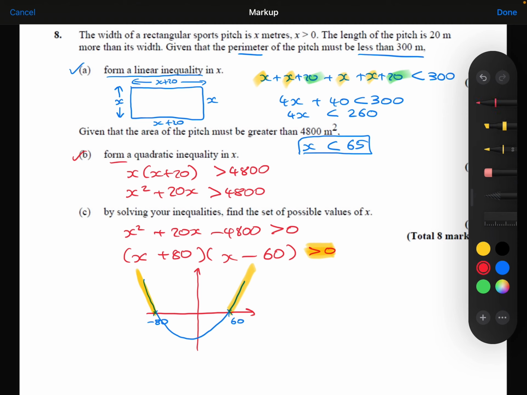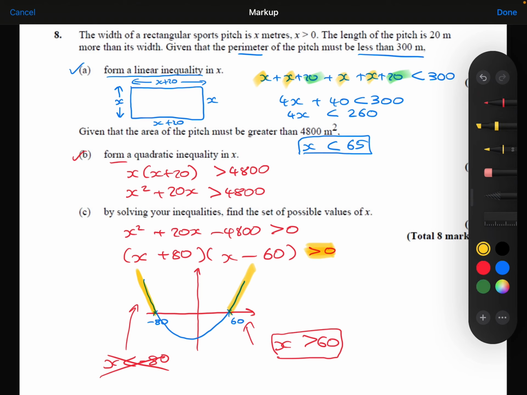Now, saying that x has to be less than minus 80 doesn't really make much sense in the context of this question. I can't have minus 80 meters, so we're not going to include that as part of our answer. It does make that quadratic inequality greater than 4,800, but it's not going to be a sensible answer for this question. But this here tells me that x has to be greater than 60. So if x is greater than 60, then yes, the area will be bigger than 4,800.